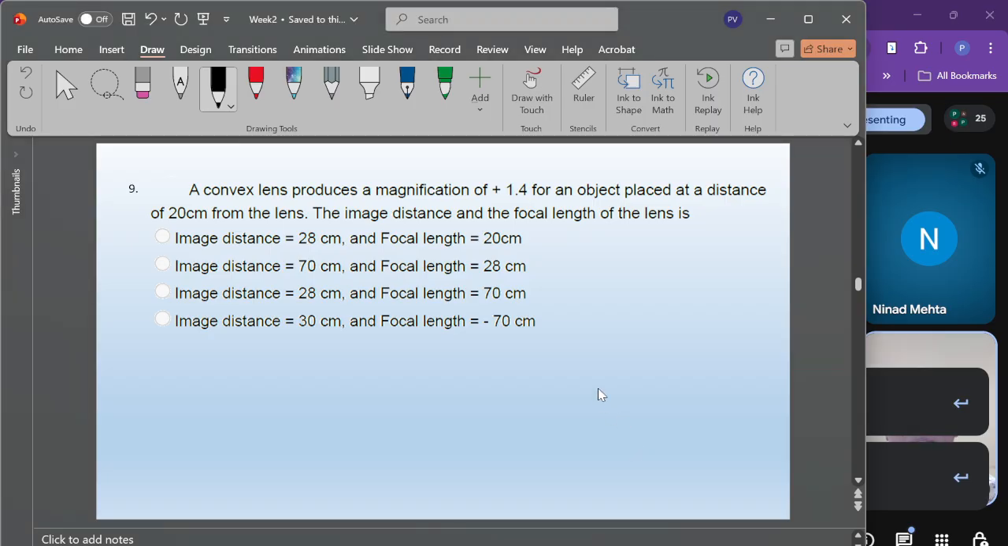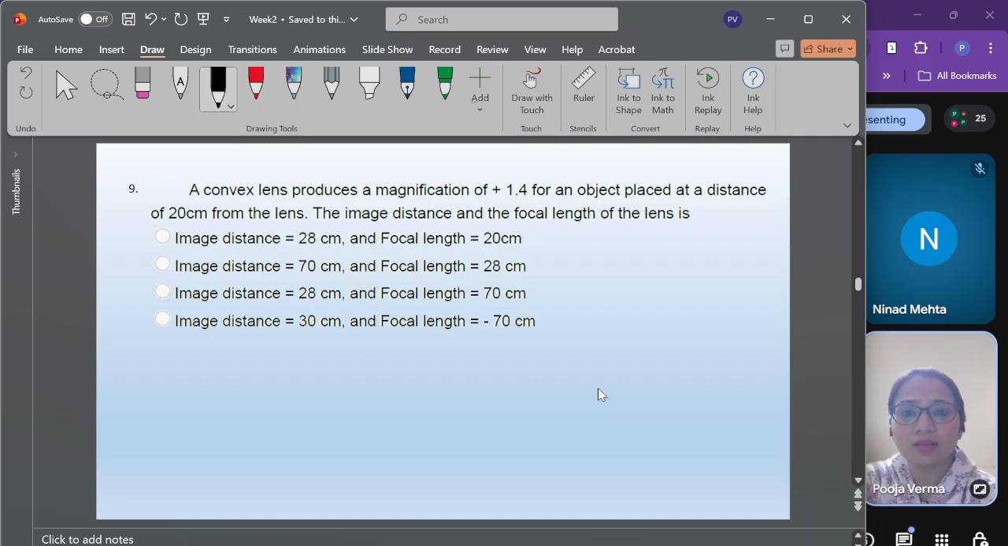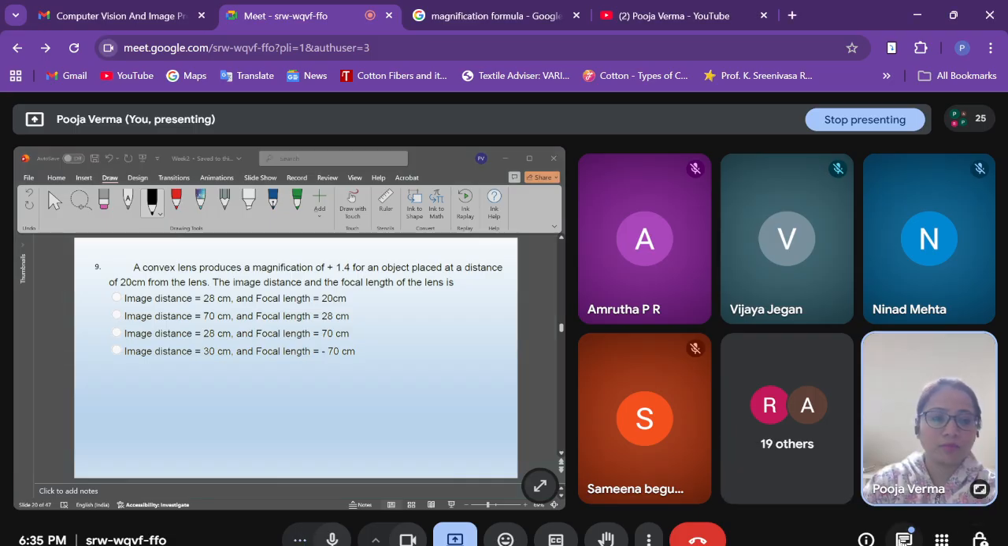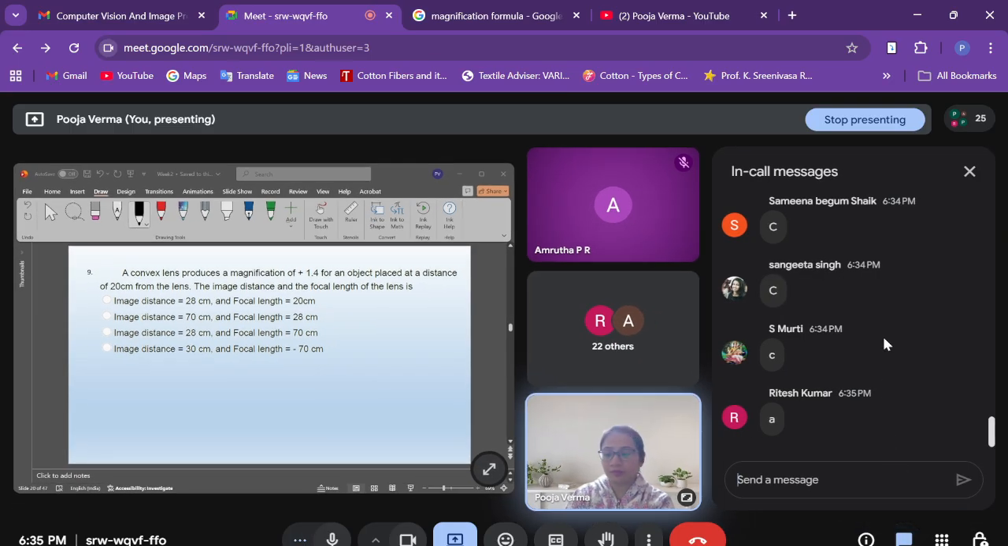Question number 9 is: a convex lens produces a magnification of plus 1.4 for an object placed at a distance of 20 centimeter from the lens. What will be the image distance and the focal length of the lens? What is the formula to solve this question? Anyone? So here the magnification is given and the object distance is given.